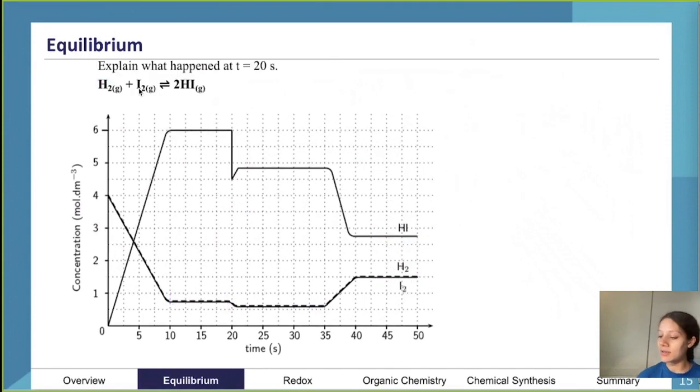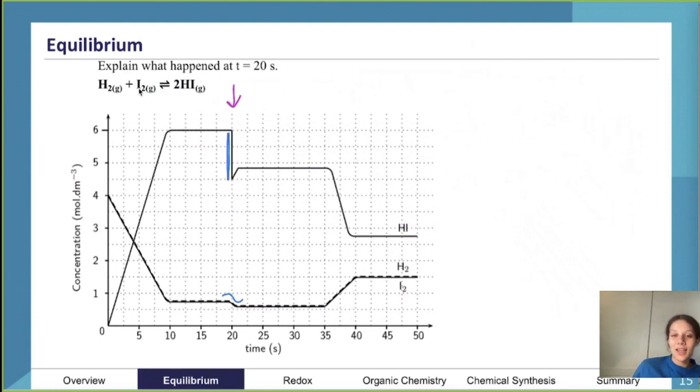Sweet. Okay, next question. Explain what happened at t equals 20 seconds. So we're going to look at this time point here. Have a think about what's happened. What I'm going to say here is that we have a very sudden drop in the products, the HI, and what looks like just a really gradual reaction in the H2 and I2. So here we have a spike, which is something to definitely look out for, whereas in our reactants what we have is a reaction to the stress rather than the stress itself.